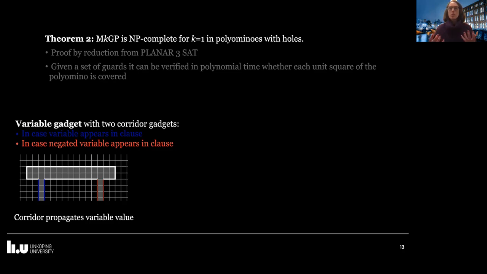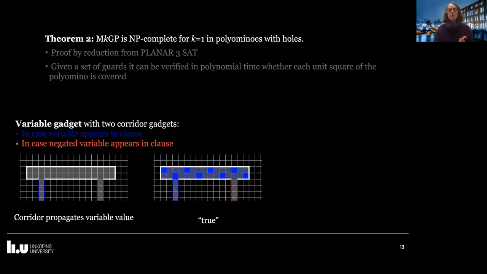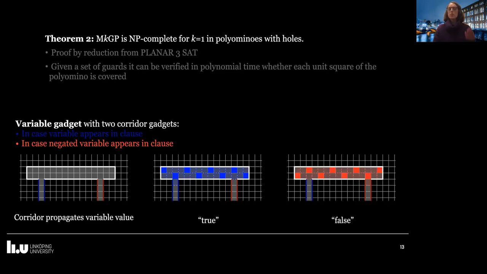And we have 2 placements of unit square guards that use the smallest possible number of unit square guards in this gadget. Again, we say that this one is equivalent to setting the variable to true, and this one is equivalent to setting the variable to false. And now we have that 1 unit square in the corridor is covered or not. The corridor bending works as before. It doesn't really matter how wide our visibility regions reach.